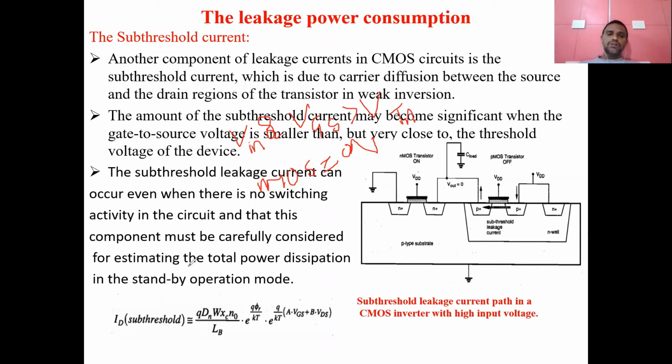But whenever Vin is nearer to this threshold voltage, VTN, then a current will flow, even though only a small amount of channel inversion takes place, not completely. The transistor partially conducts.